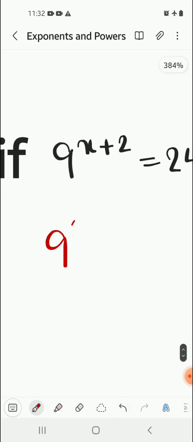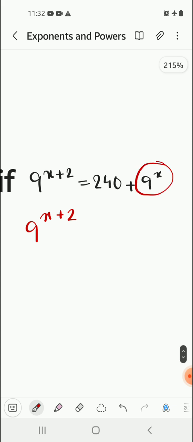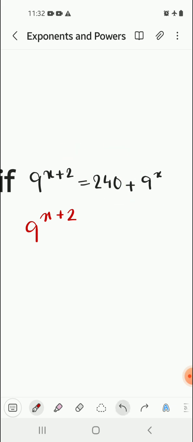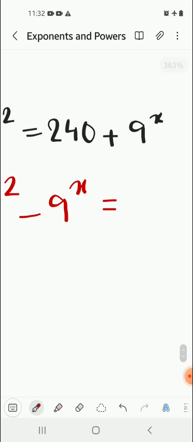So first let's start from this side. It is 9 to the power x plus 2. Whatever is variable, this is variable because there is x in it, and this is constant because there are no x, y, z, anything. That's why we are going to first take this to the other side. All the constants on one side of the equal sign and all the variables on the other side. So this plus becomes minus: 9 to the power x plus 2 minus 9 to the power x is equal to 240.